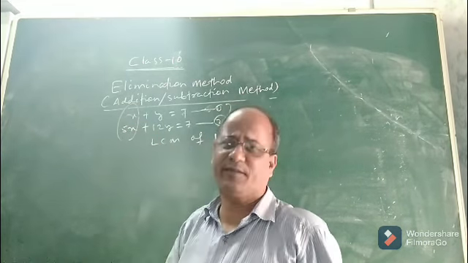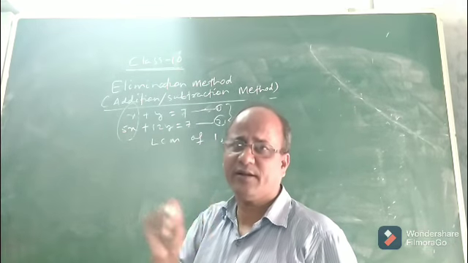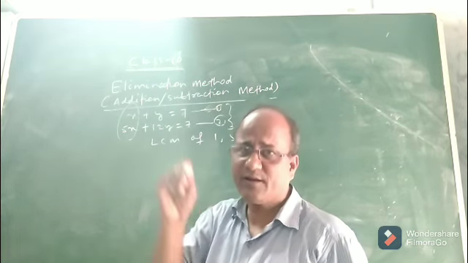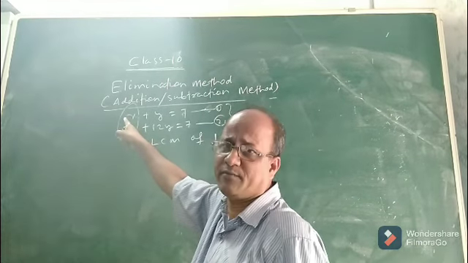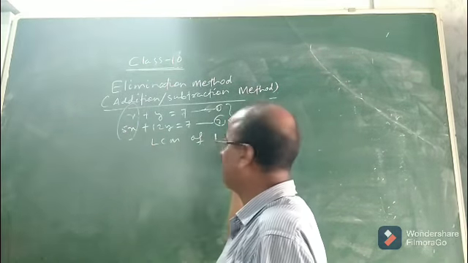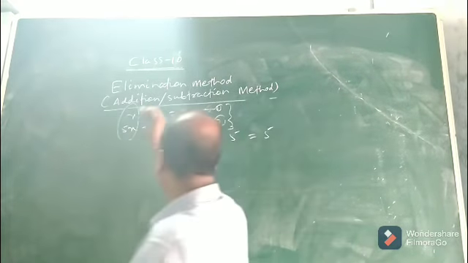Equating means you have to make the coefficient of the variable the same, the variable which you want to eliminate or remove. Its coefficient must be the same. So here it is 5, here it is 1. So this is to be made 5. Why 5? Because the LCM of 1 and 5 is 5. Now the point is how to make it 5? By multiplying by 5. So how will you multiply?